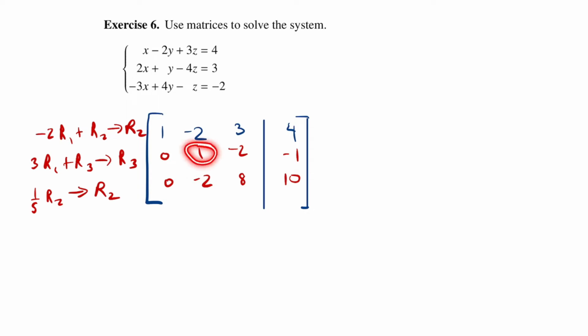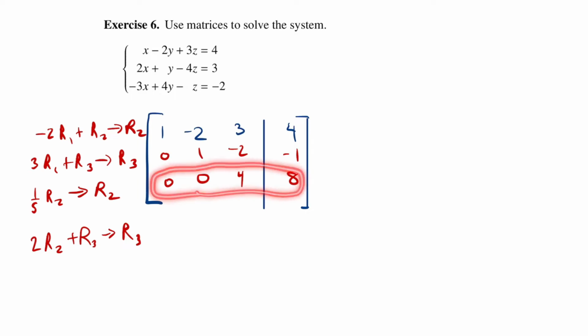Our next step is to make this a 0. In order to make this a 0, we have to multiply row 2 by positive 2 and add it to row 3. So row 2 times positive 2 plus row 3 equals row 3. That would make this a 0. That would be -4 plus 8, which is positive 4. This would be -2 plus 10, which is positive 8.